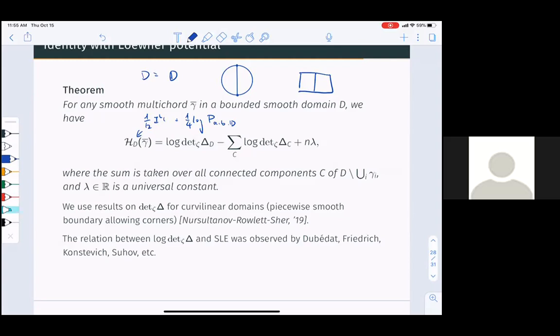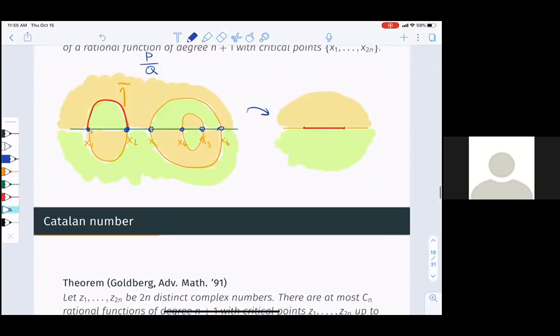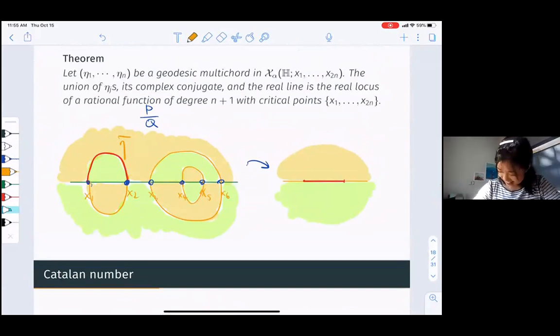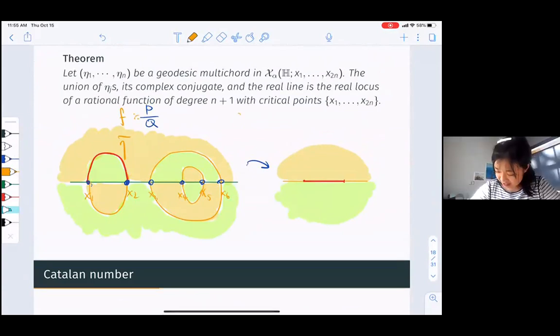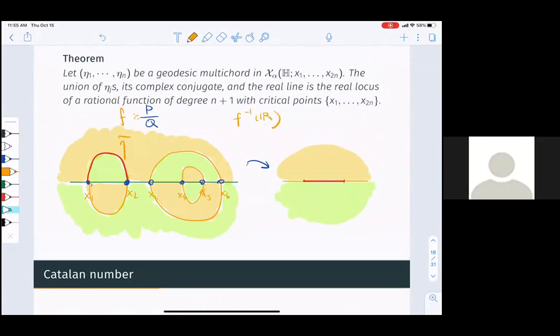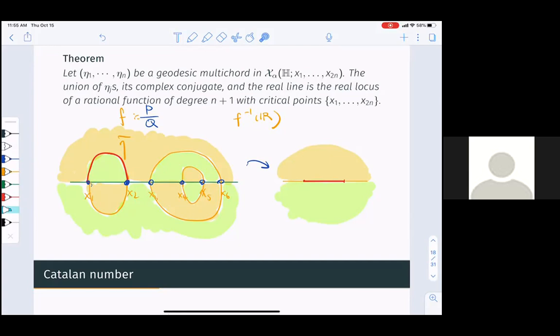And one final question for me is, what's the meaning of a real locus for the rational function? Oh, right. It's just a pre-image. I should write this down. If I call this function f, the real locus is the pre-image of the real line under f. Okay, I see. And in your theorem, the real locus is given by the union of the real line and all these circles? Right. This is given by eta, its complex conjugate, and the real line. Okay, I see.